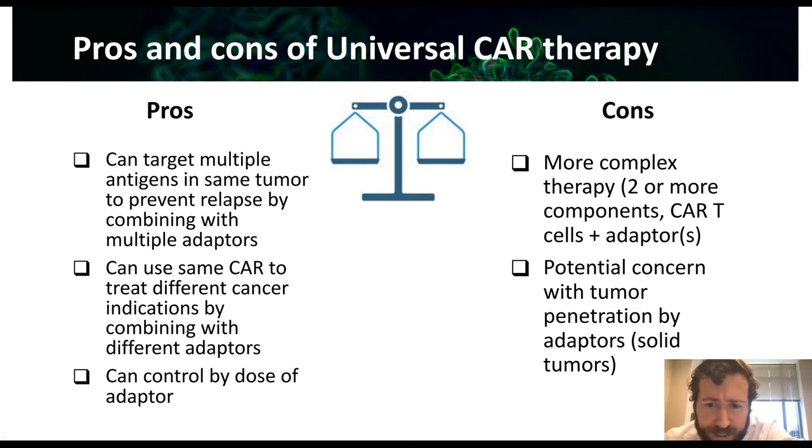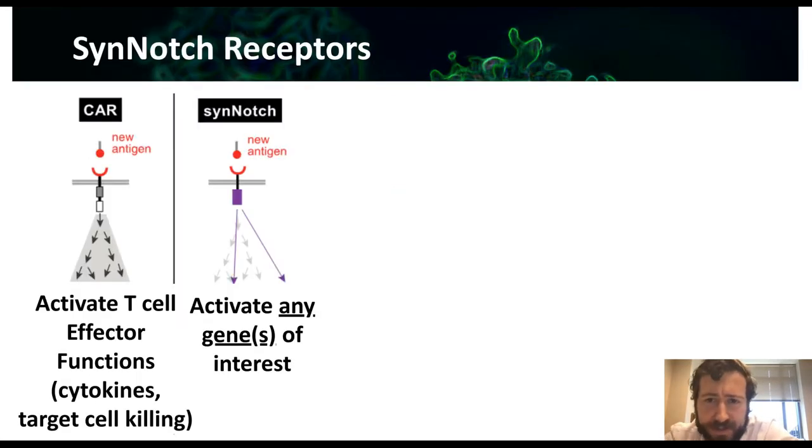Okay, and so now I'm going to switch gears into some next directions that we are undertaking with universal CAR T-cell therapy. The first has to do with a new variety of engineered receptor. This is work out of Wendell Lim's lab at UCSF, as well as Cole Roybal, in developing these SynNotch receptors. A traditional CAR, upon binding to an antigen, will activate T-cell effector functions like cytokines, interferon gamma, and target cell killing. But SynNotch receptors will sense an antigen and then activate any gene or genes of interest in response.